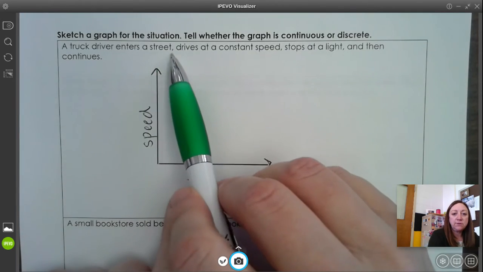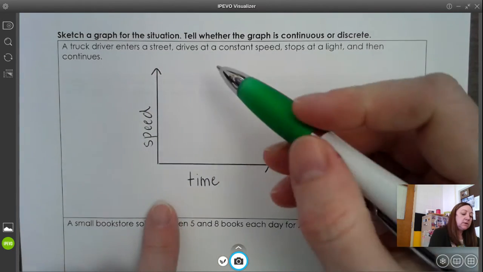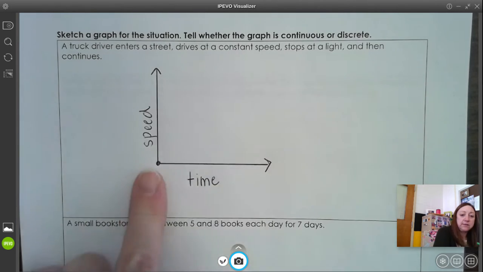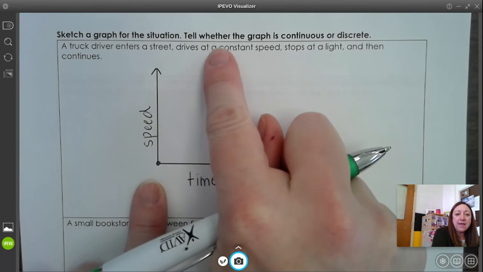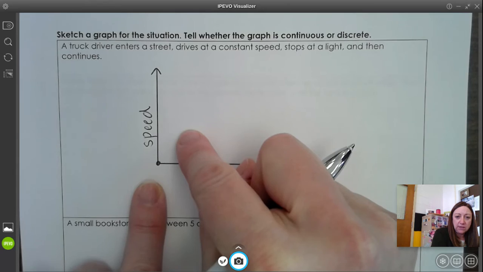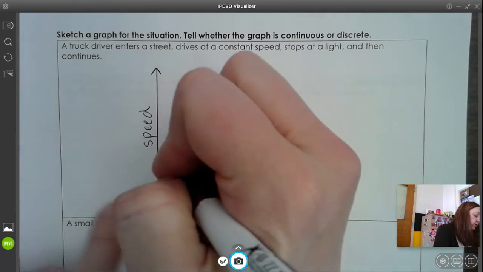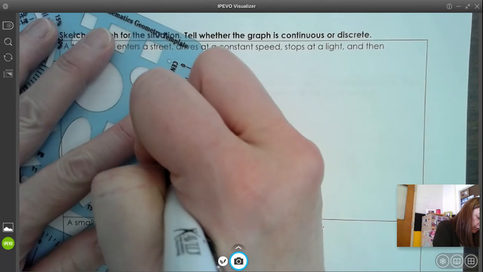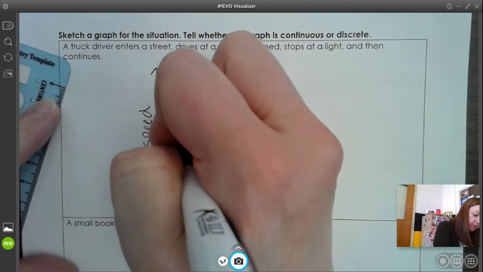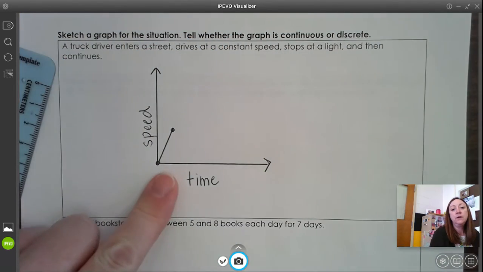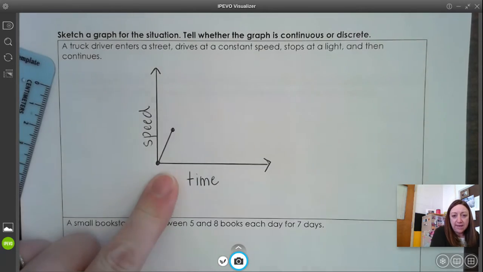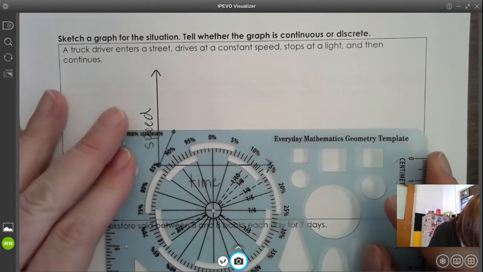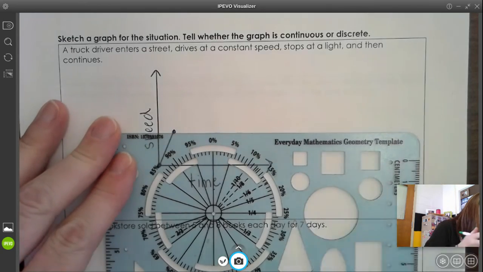So the truck driver enters a street. Before they enter the street, their speed is probably down here at 0. As they enter the street, their speed is going to increase, right? So for an increase, it just has to go up and to the right. That's showing an increase in speed for a while. Then it says they drive at a constant speed. So constant speed, again, means we're going to draw a horizontal line because there's no change.